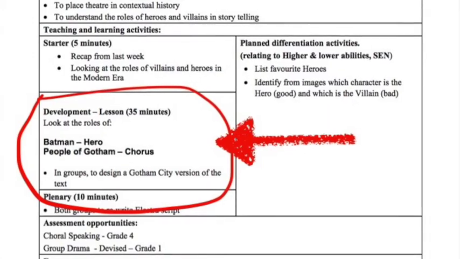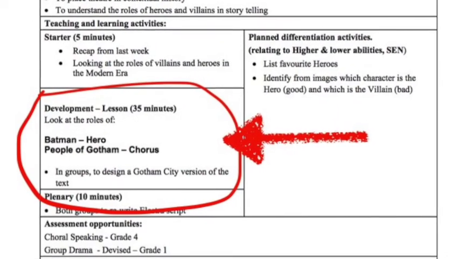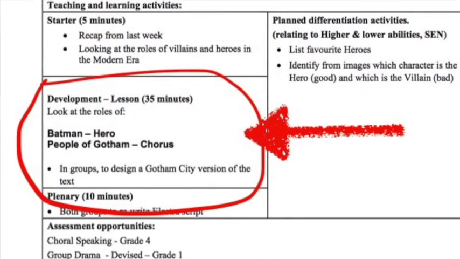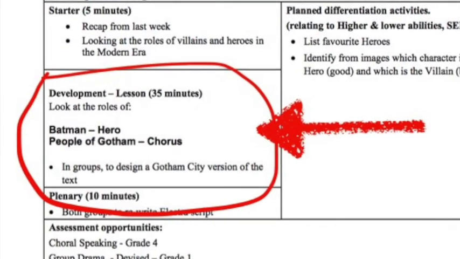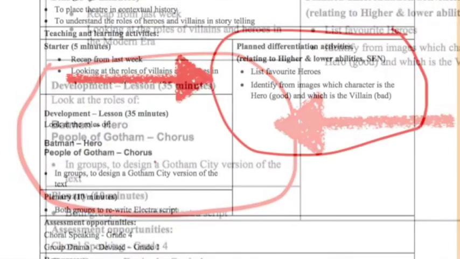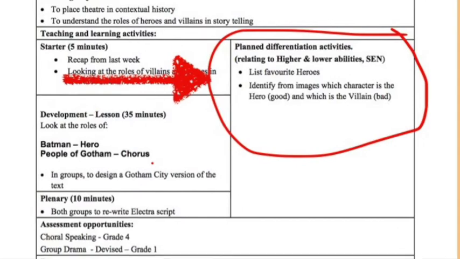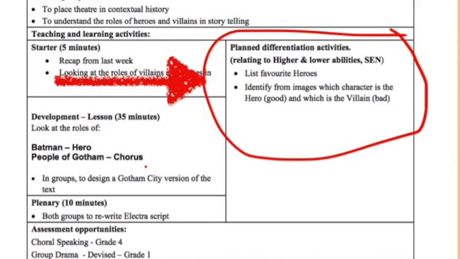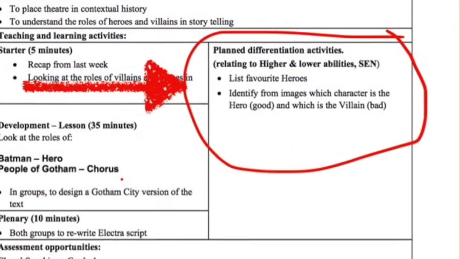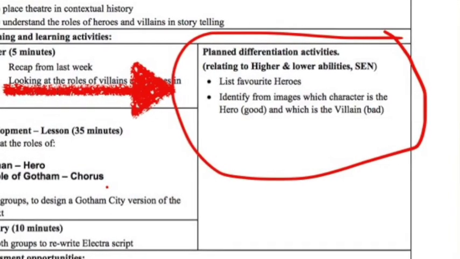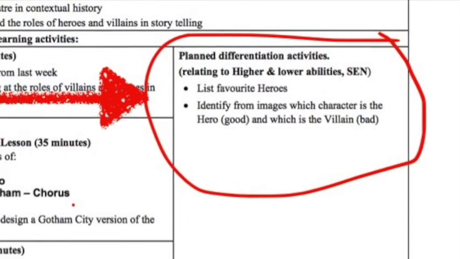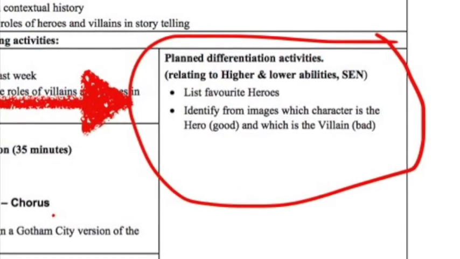The development of the lesson is 35 minutes, and we're looking at basically 2 things. The Batman hero and the people of Gotham, we're creating a chorus, and we're doing this in groups. So we're following a text that I have. There's some special educational needs. I've got listing favorite heroes as one of them and identifying villains and heroes from pictures of characters as another. This way, at least, I am aware of their progress and comprehension of the topic, even if they are not able to follow or comprehend the lessons so well.